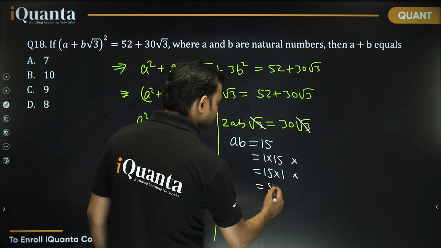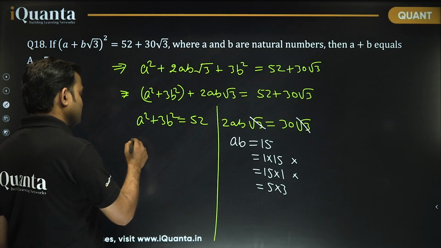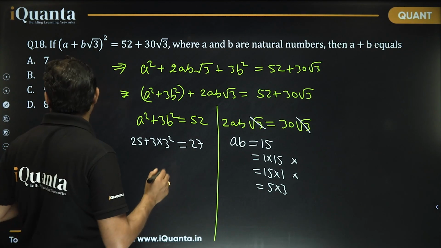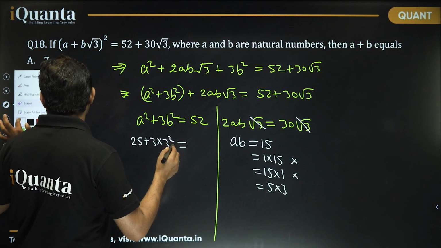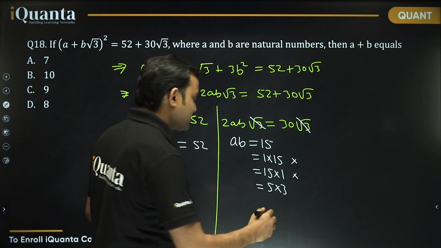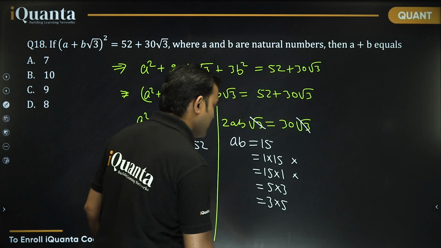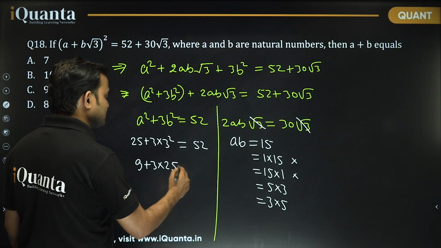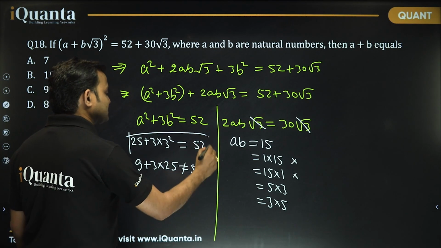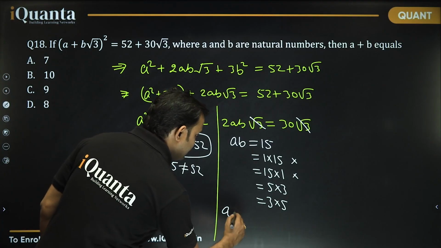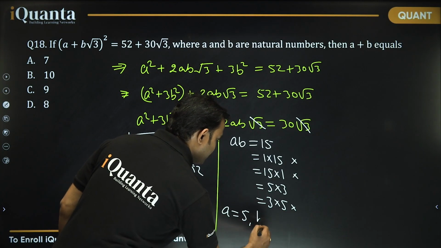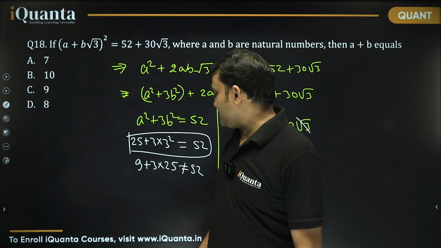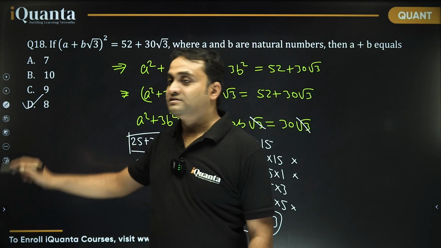Then I can consider 5 into 3. Now if I take a as 5, so 25 plus 3 into 3 square, this becomes 27 plus 25, which is equal to 52. Although we don't need to check the next value, what if we check 3 into 5? If I take a equal to 3, this will become 9, plus 3 into 5 square, which is not equal to 52, right? So this is the correct combination. a is equal to 5 and b is equal to 3. So a plus b will be equal to 5 plus 3, which is 8. Option D is our answer.